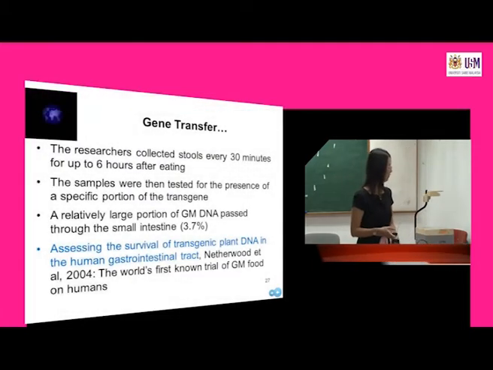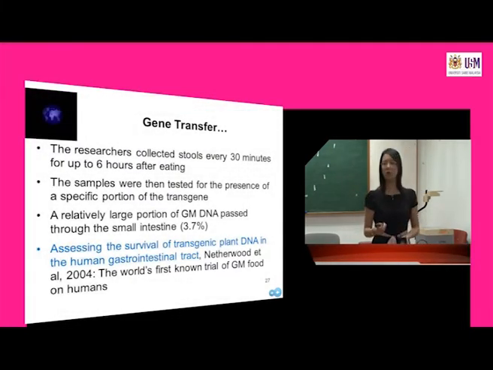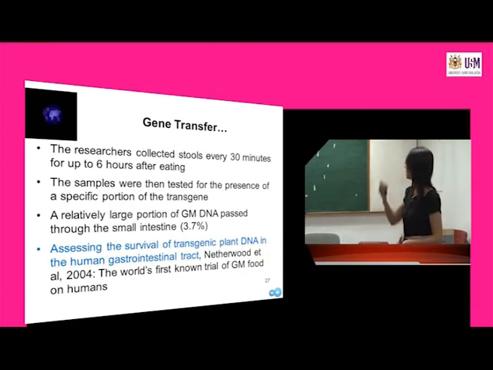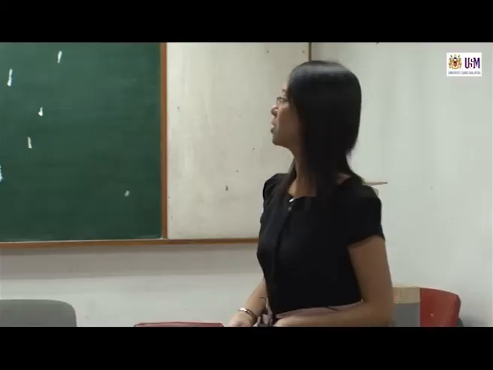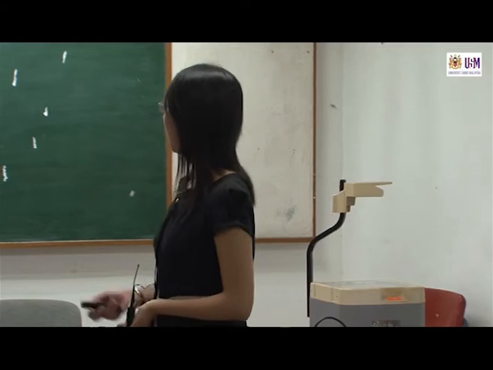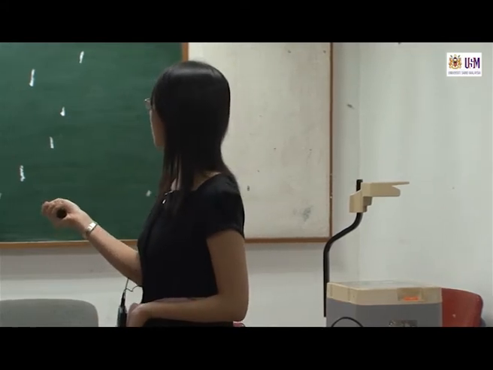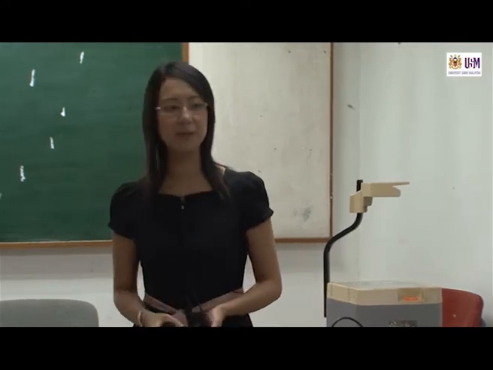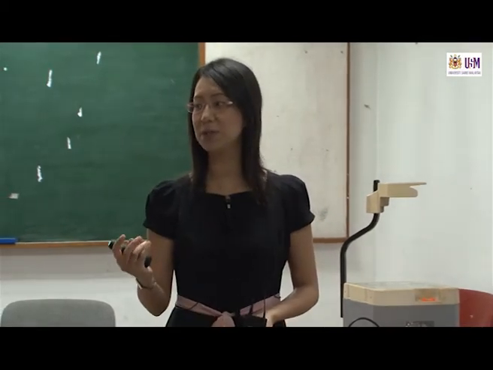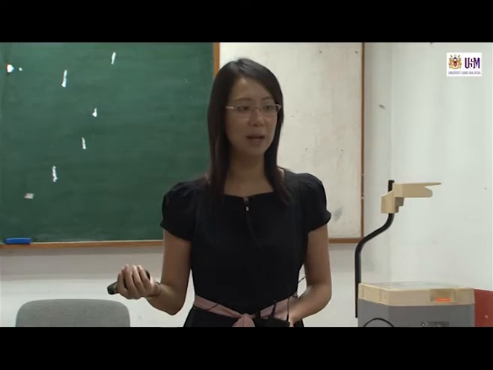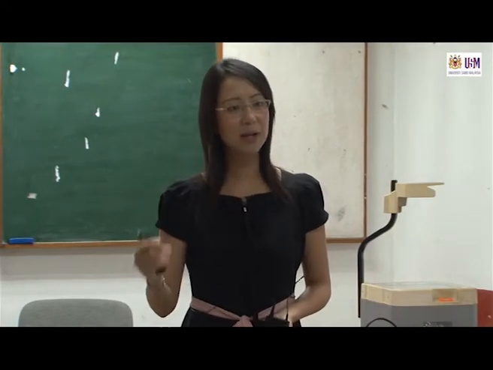Now let's look at what they have found in this study. They collected stool samples every 30 minutes, up to 6 hours after eating, from the volunteers, and they evaluated the stool samples. So what did they find? Very interesting. Of course, the samples were evaluated for the presence of the specific gene that they're looking for. They know what gene it is because they know from the transgenic soya what gene has been added in, and they tried to track that gene in the stool.